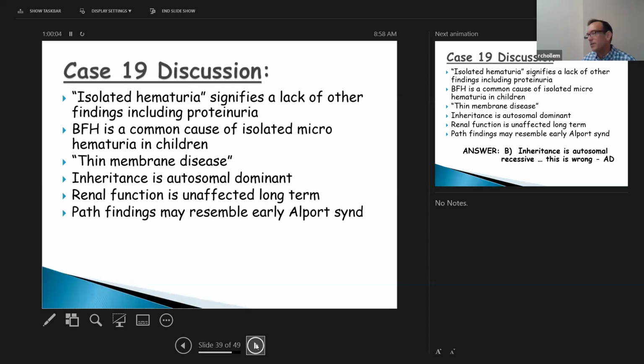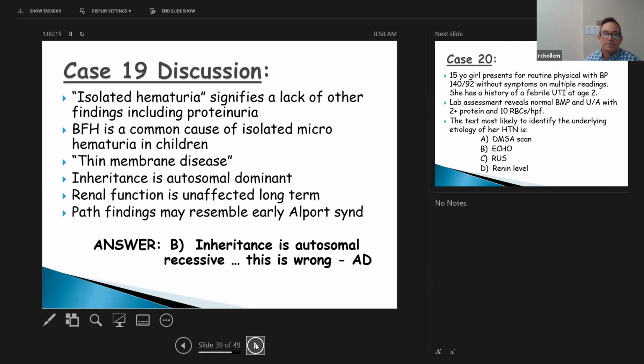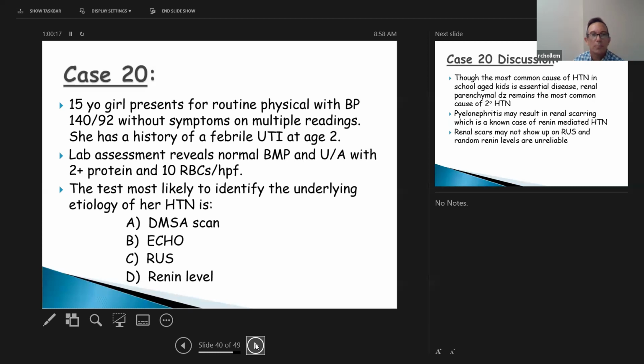Yes, and there, in fairness, may be more findings with Alport syndrome because what they can do now is stain for the collagen that's absent. So it's the inheritance.